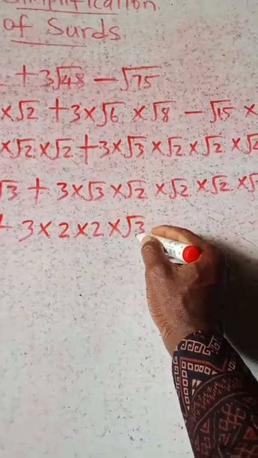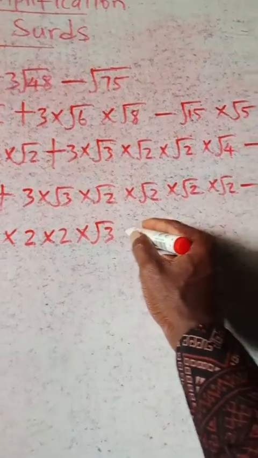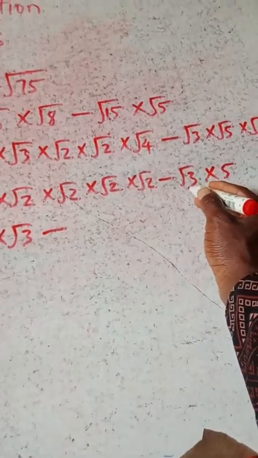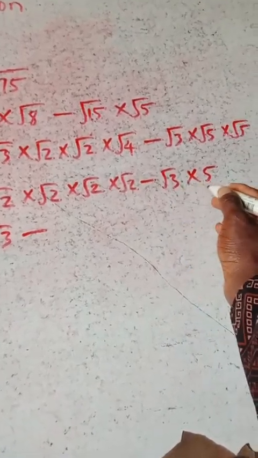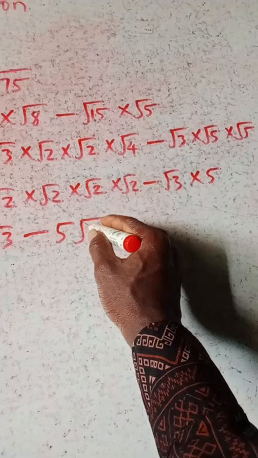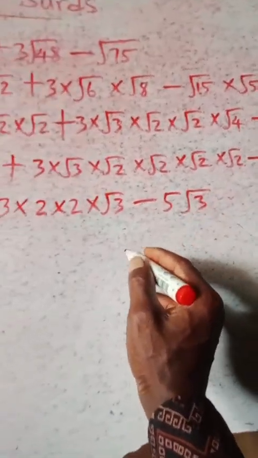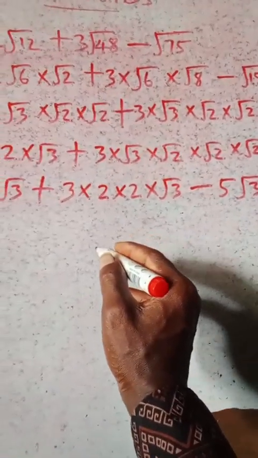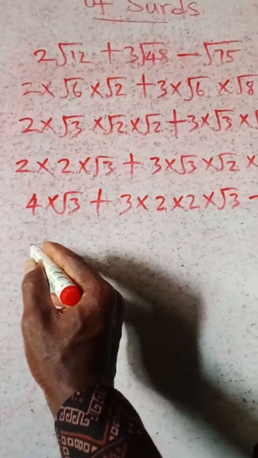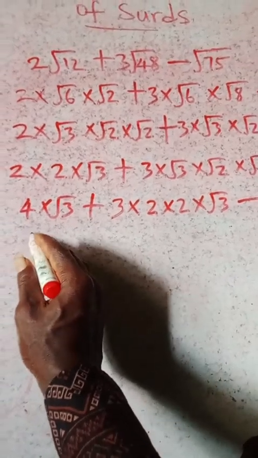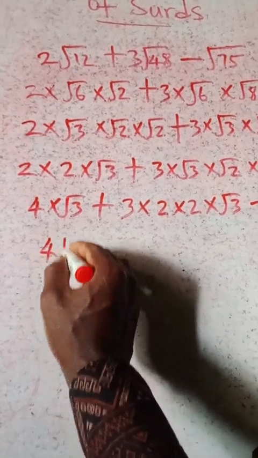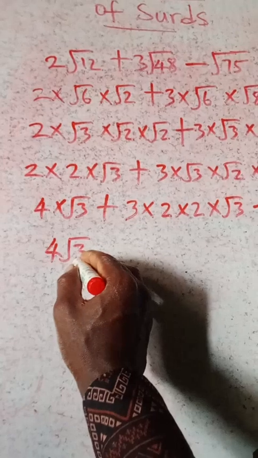Okay, and then times this other root 3 we have not multiplied, root 3. Are you getting it? Then minus root 3 times 5 is what? 5 root 3. Okay, 5 root 3. So we are reducing the roots. Okay, so we have 4 times root 3. That will be 4 root 3.